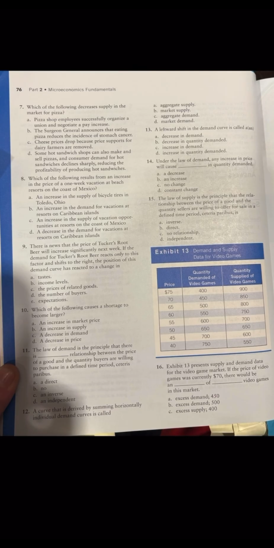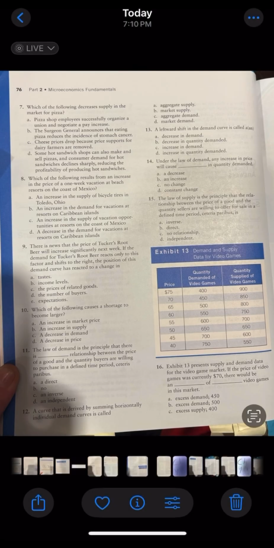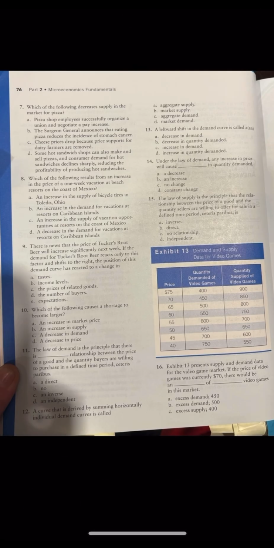16. Exhibit 13 presents supply and demand data for a video game market. If the price of a video game is currently $70, there would be a blank of blank video games in the market. A. Excess demand 450. B. Excess demand 500. C. Excess supply 400. D. Excess supply 850. E. Excess demand 400.